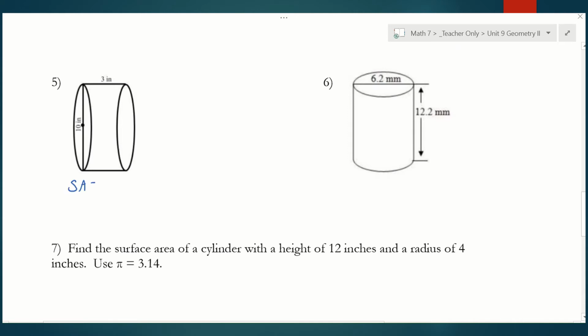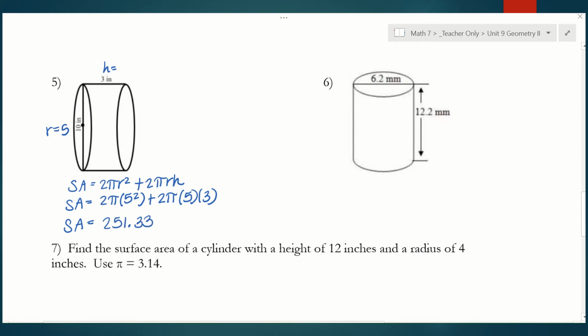All right, so for this one, 2 pi r squared plus 2 pi r h. Okay, so my radius here was 5 and my height was 3. So 2 times pi times 5 squared plus 2 times pi times 5 times 3. So if you got this one right, it was 251.33 inches squared. Okay, if you didn't get that, it could be that you forgot to find the radius. You might have put 10 in instead of 5. So just be careful of that.